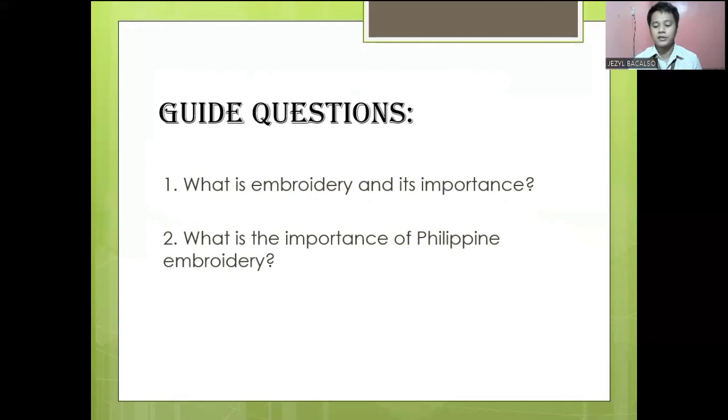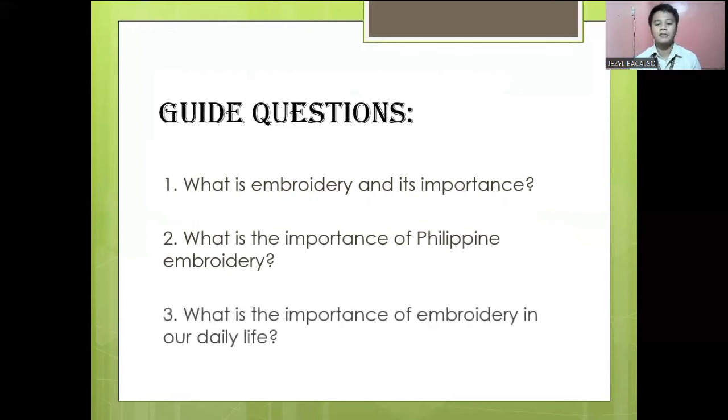Then the next question will be, what is the importance of embroidery in our daily life? Yes, Ms. Mendoza. Very good. It keeps your fine motor skills sharp and your mind focused. Hand embroidery helps many of us to focus, keeping worries and the chaotic thoughts of our daily life away. It is meditative and has been used as a therapeutic method to improve mental and emotional health.